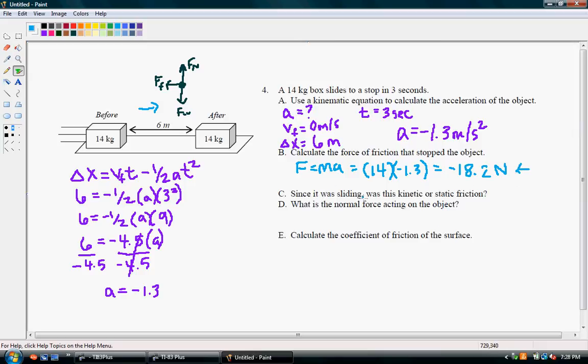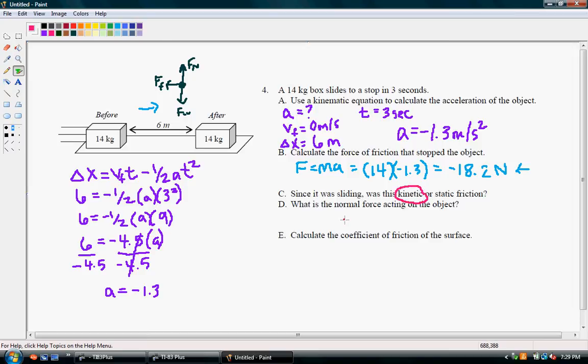Alright, since it was sliding, was this kinetic or static friction? Well, once it stops, we're going to have a static friction. So right here, during the after visual, we would have to apply static friction to get it to move again, but while it's slowing down and stopping, it has a kinetic friction because it was moving.